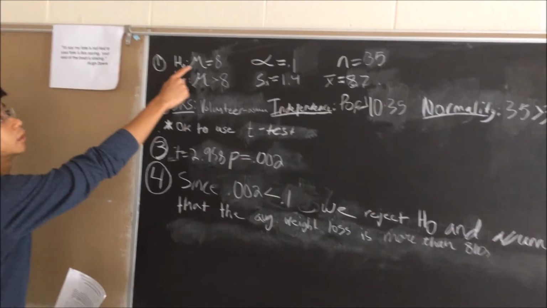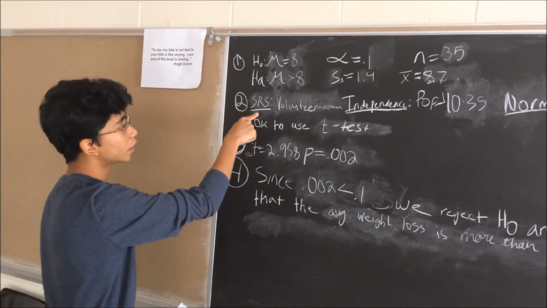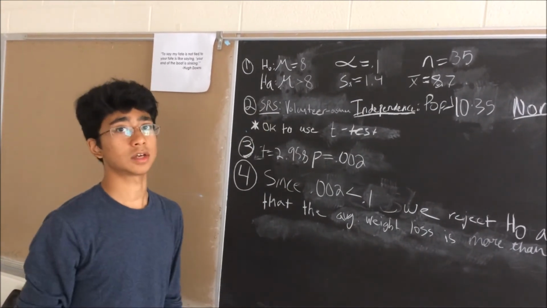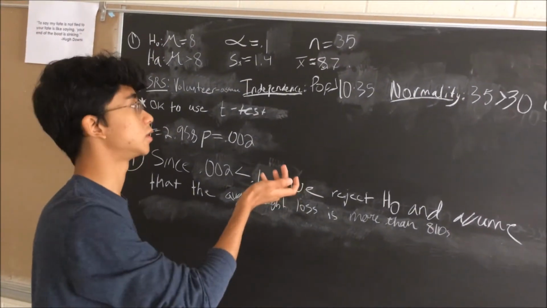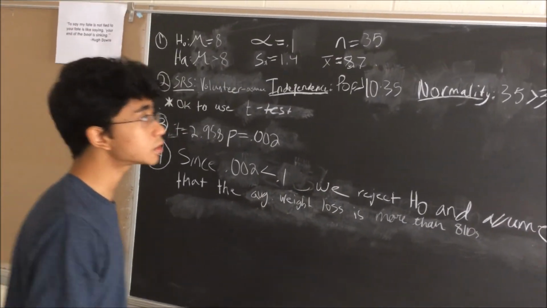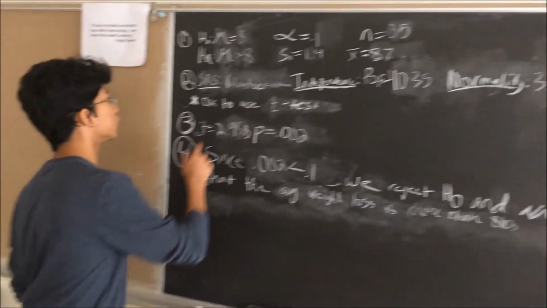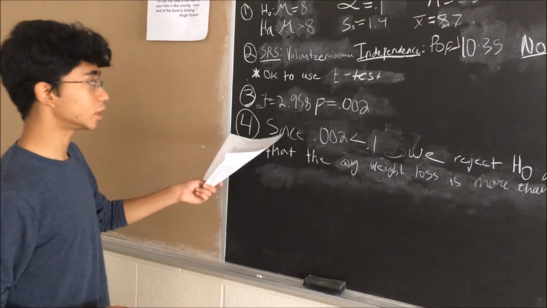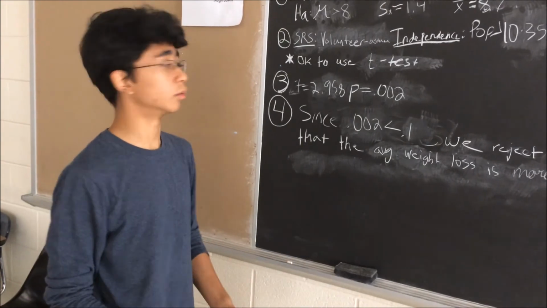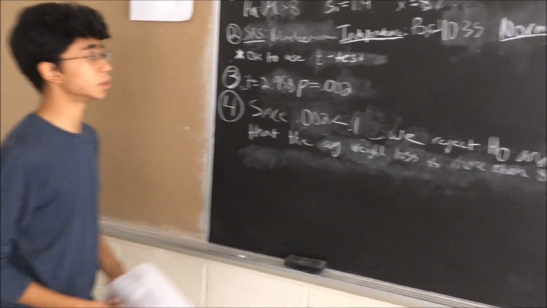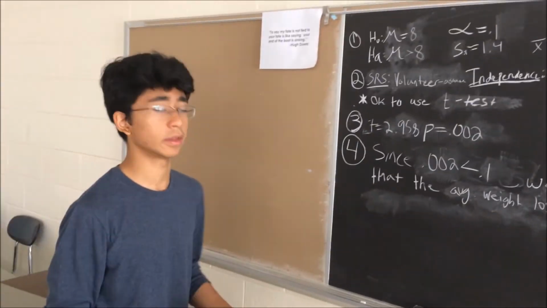So our null hypothesis is that the mean is equal to 8 pounds, and we are proposing that it is greater than 8 pounds. So we run through our SRS, and it is a volunteer sample, so we can't know if it is actually random, so we must assume independence. It is very easy for us to test more than 350 students, and for normality, 35 is greater than 30, so our CLT guarantees it. So it is okay to use our t-test. When we run our t-test, we get our t-score of 2.9 and a p-value of 0.002, and since 0.002 is less than 0.10, we reject the H0 and assume that the average weight loss is more than 8 pounds.